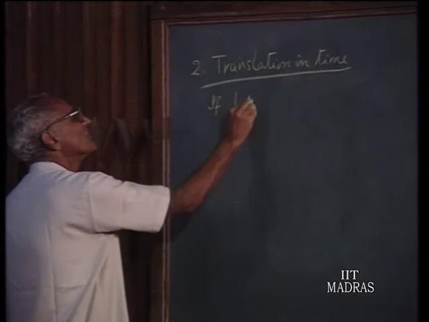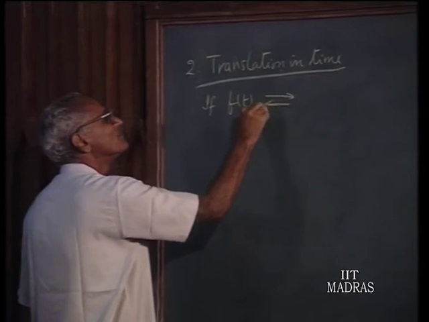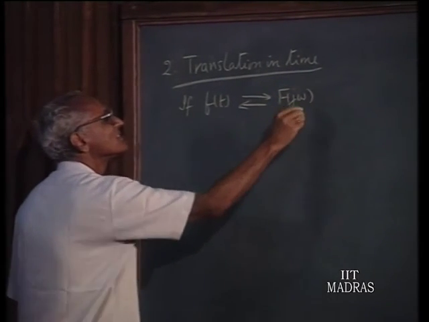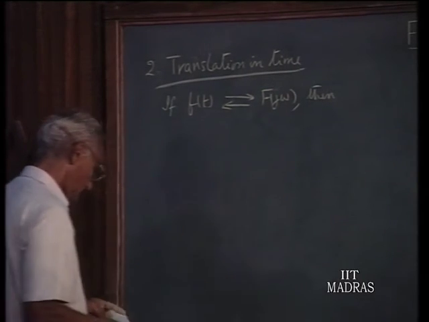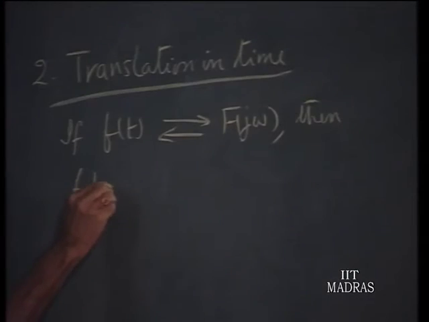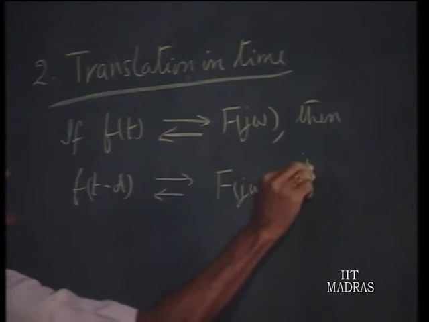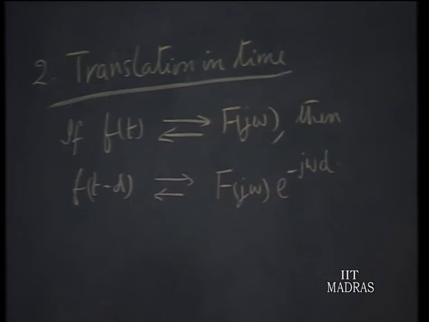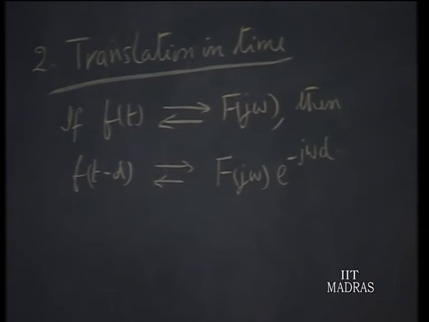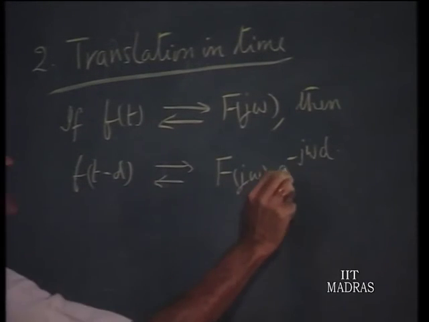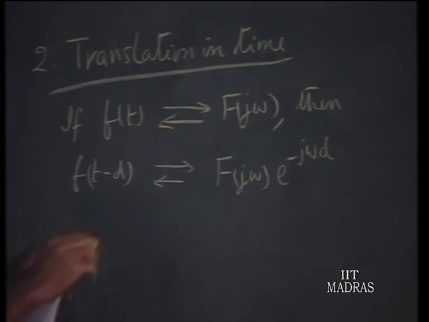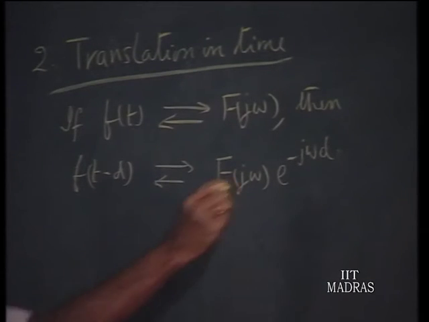If f(t) has Fourier transform F(jω), then f(t − d), that means you delay the signal by some amount, turns out to be F(jω) e^(−jωd). This is a very useful result. If you delay this time signal by d units, the Fourier transform gets multiplied by e^(−jωd). The magnitude of this being equal to 1, the Fourier transform magnitude will remain the same, but the phase will be disturbed by an amount −ωd.